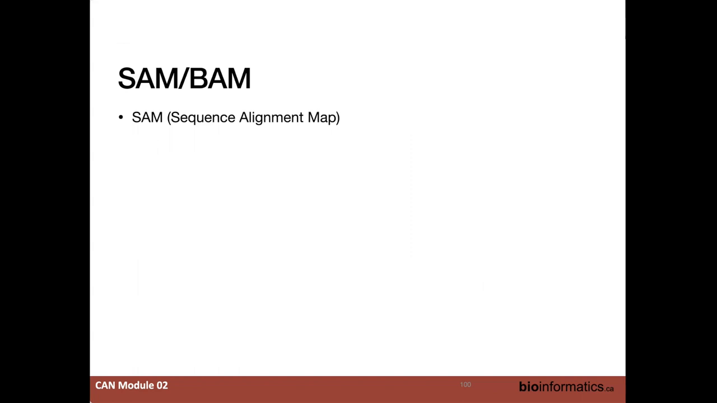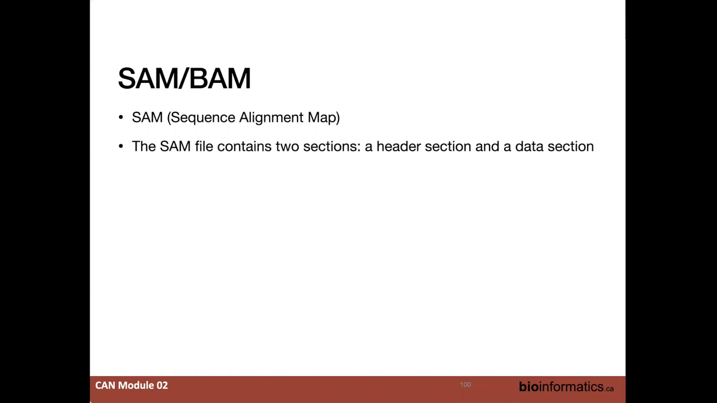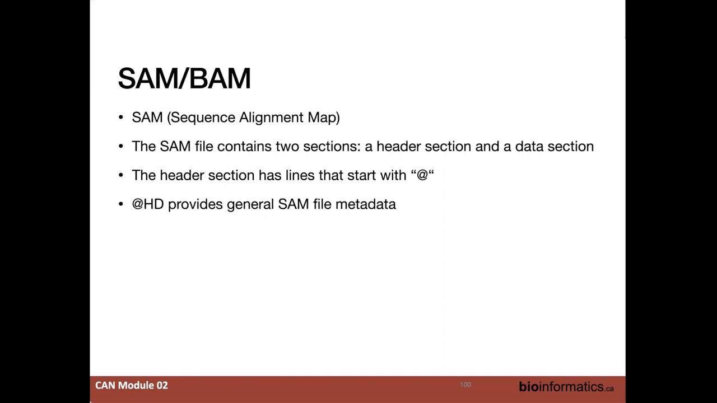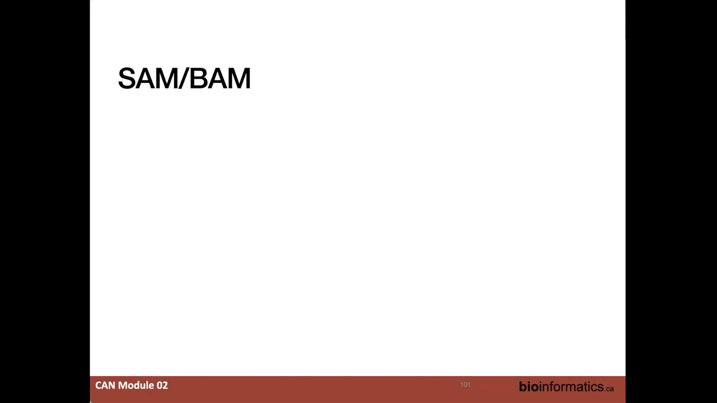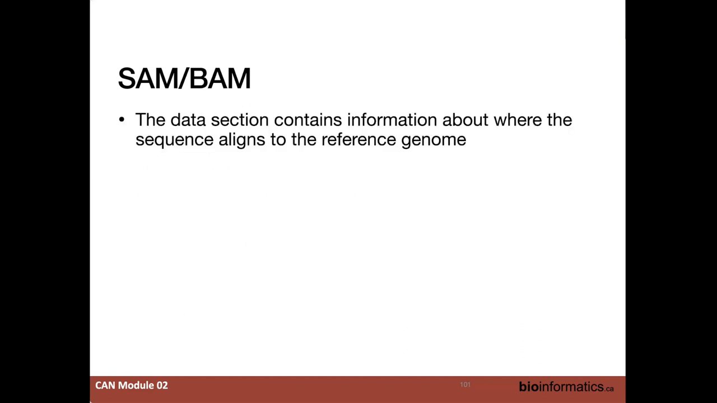The SAM actually stands for sequence alignment map, which is something I didn't tell you in the very beginning. The format gives you information about where the sequences you've thrown at it align to on that reference genome. It contains two sections, a header section and a data section. Lines that start with an at symbol represent the header, and again we have the SD, SQ, RG, PG. But then you actually get the data itself, which contains the information about where those sequences align to.